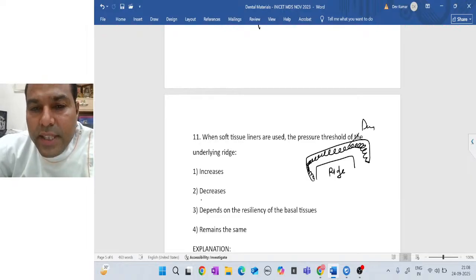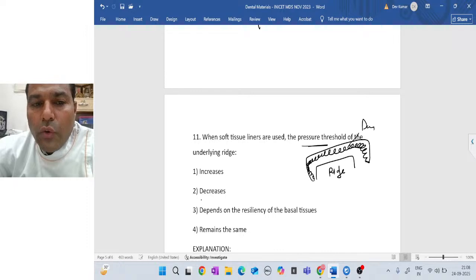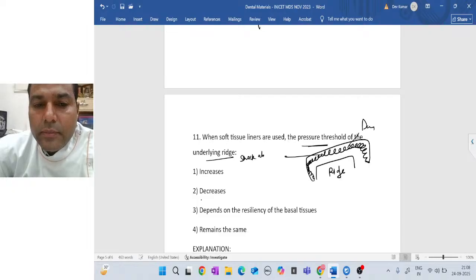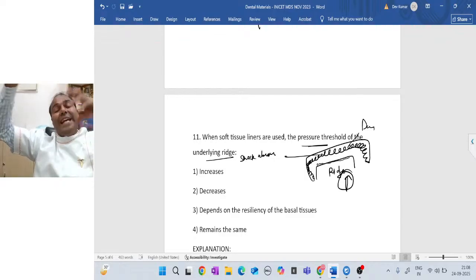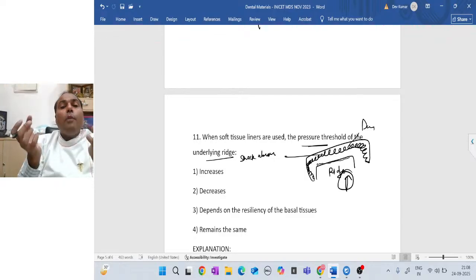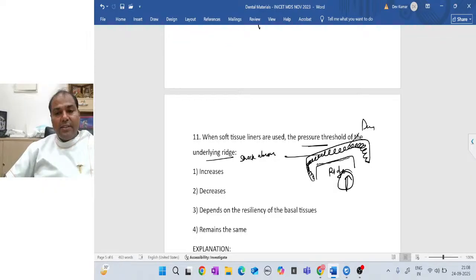What happens to the pressure threshold of the underlying ridge? Definitely it is having a shock absorbing effect, so the pressure threshold on the ridge definitely increases. Why? Because the excess pressure will be absorbed by the soft liner. It will be acting as a shock absorber.